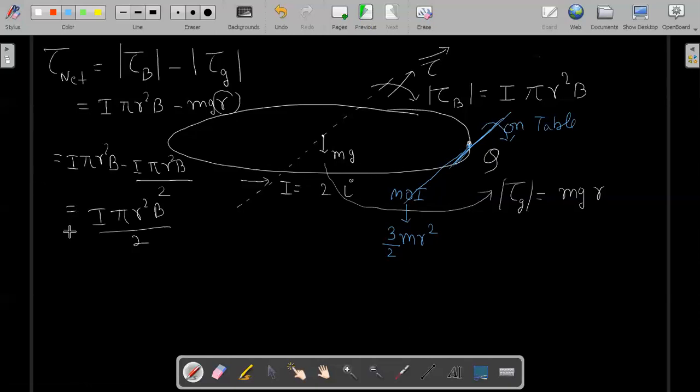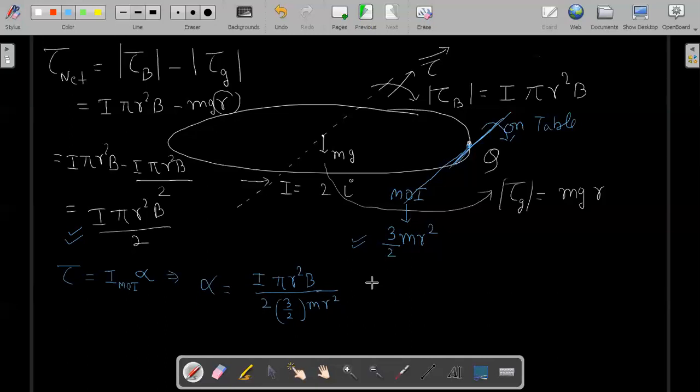We have obtained the torque which causes the ring to rotate. We have got the moment of inertia of the ring about that axis. So you can use the equation torque equals I alpha, and this time this I equals moment of inertia. Do not mix it with the current value. This capital I now indicates moment of inertia, and then angular acceleration alpha. So now you can find the angular acceleration, which is the torque divided by the moment of inertia. Torque is I pi small r square b over 2, divided by 3 by 2 mr square. That is the value of alpha, right?